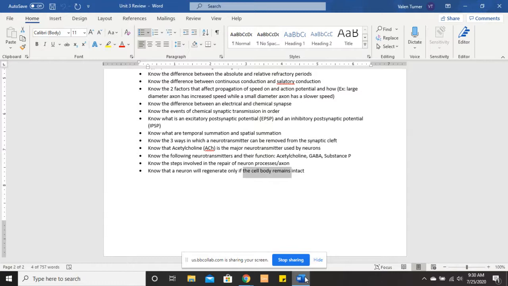So Wallerian degeneration, chromatolysis, break down that distal part of the axon, step 1. Step 2, begin to grow the axon. Step 3, form your regeneration tube with your Schwann cells. And step 4, finish growing the axon through the regeneration tube until you hit your target cell. And those are the steps in the repair or regeneration of a neuron, as long as the cell body is still intact. You have not damaged the cell body.